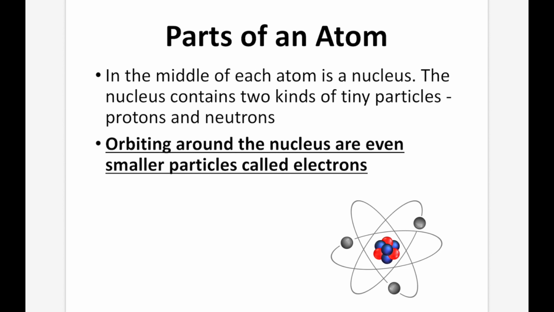Parts of an atom. In the middle of each atom is the nucleus. That's this guy right there. The nucleus contains 2 kinds of tiny particles, protons and neutrons. Orbiting around the nucleus are even smaller particles called electrons, and that's these gray guys right there.